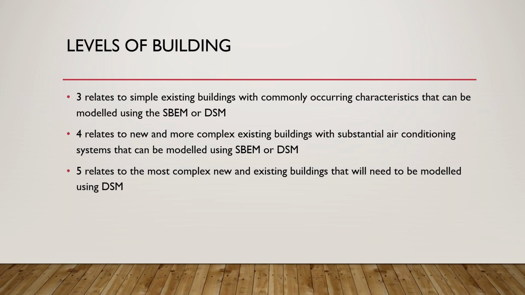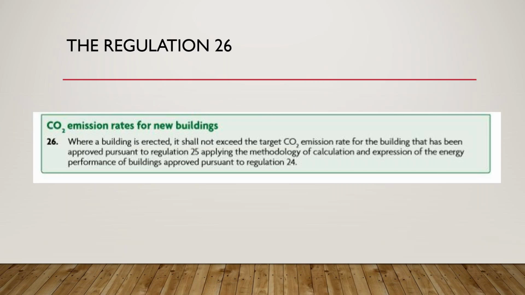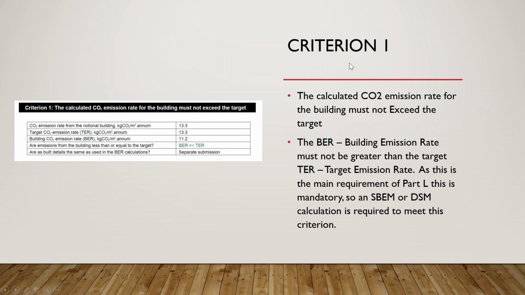Regulation 26 is the CO2 on the BRUKL. So this is covered by criteria 1. It's the main criteria in there. There's only 3 to look at. As long as your CO2 is better than your target building, which is the NCM in the modelling, so it's your notional building that your actual building is compared to. I'll go into that in greater detail later as well. So criteria 1 is just, is your building less on CO2 compared to the notional building?